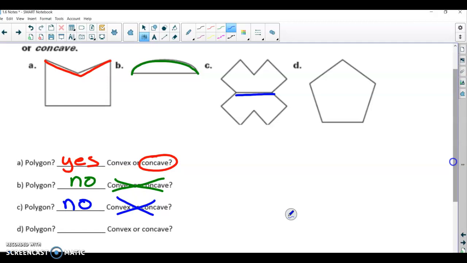Now the top half, if the top half were, say, separate, that is a polygon. The bottom half were separate, that would be a polygon. And both of those would be concave. But the entire figure of C is not a polygon.